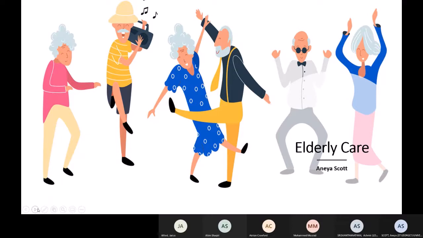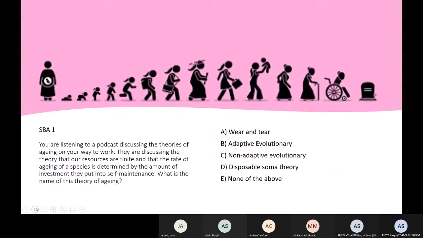So we're going to start off with an SBA. You're listening to a podcast discussing the theories of aging on your way to work. They're discussing the theory that our resources are finite and the rate of aging of a species is determined by the amount of investment they put into self-maintenance. What's the name of this theory of aging? So wear and tear, adaptive evolutionary, non-adaptive evolutionary, disposable soma theory, or none of the above?